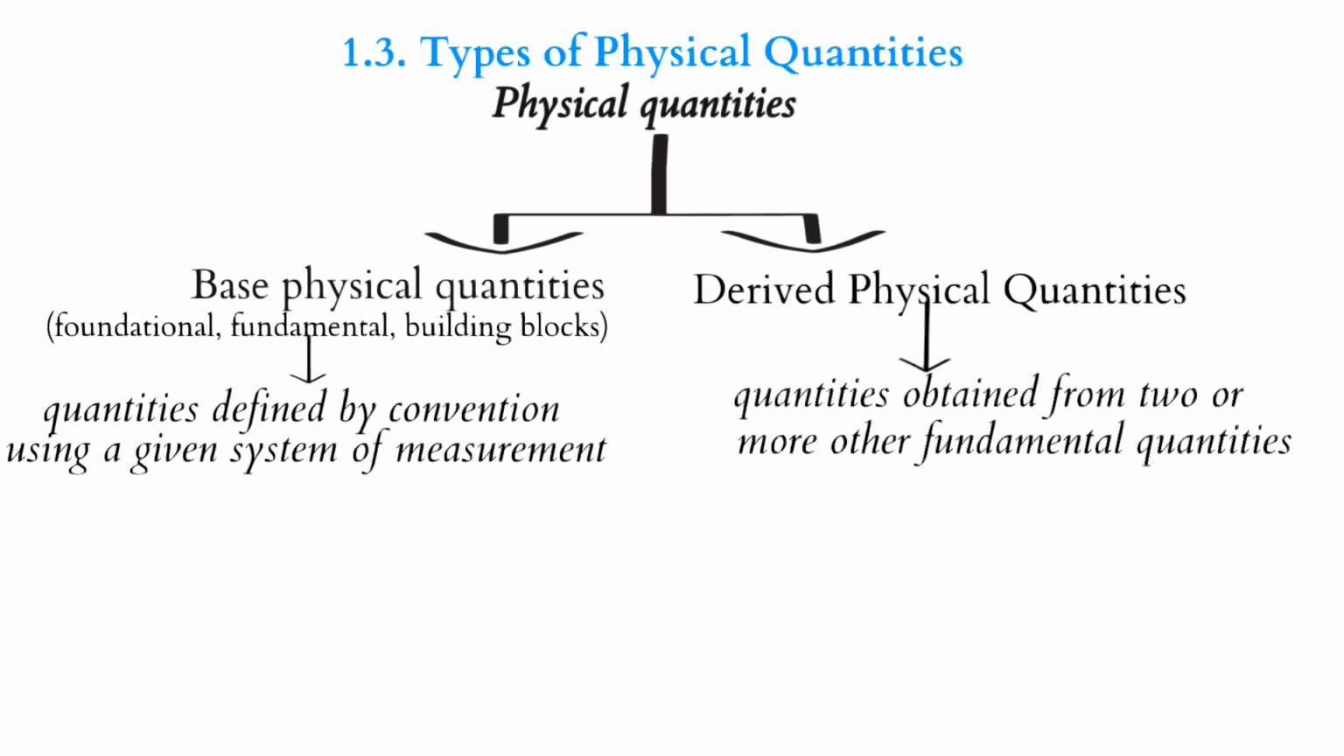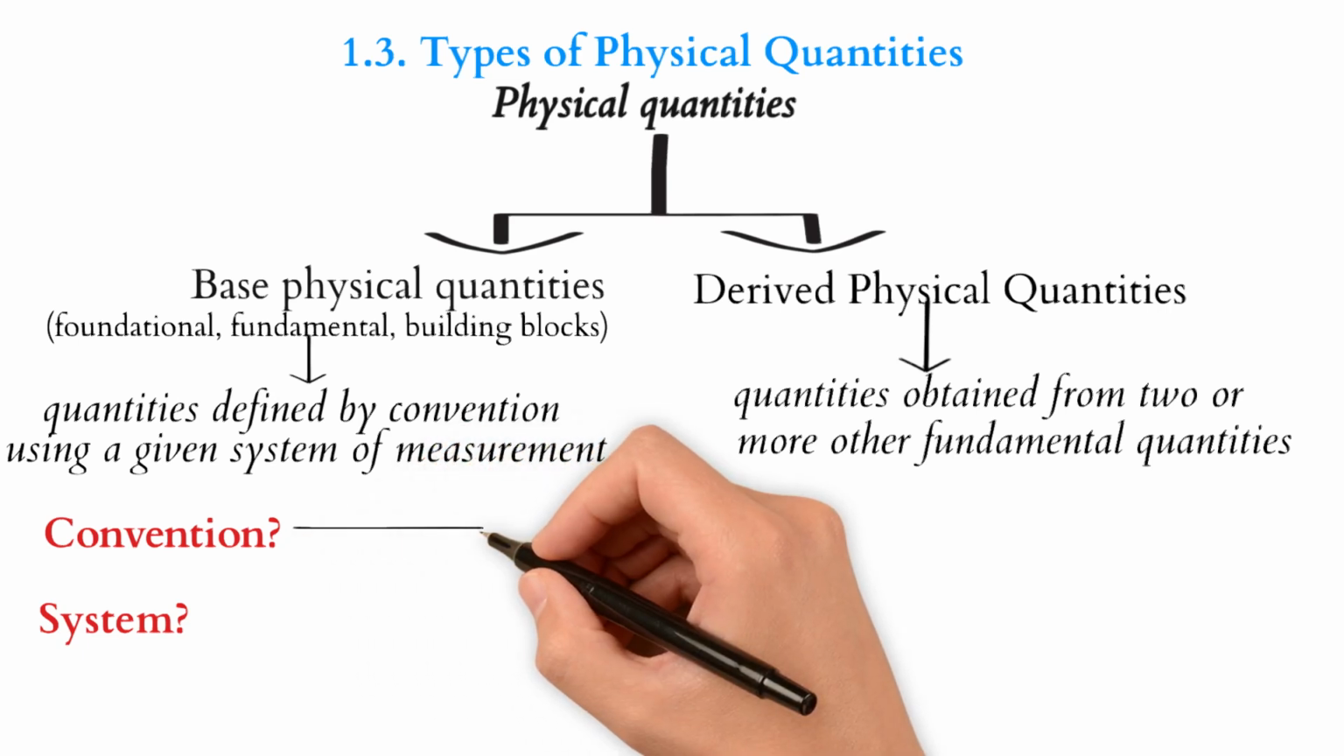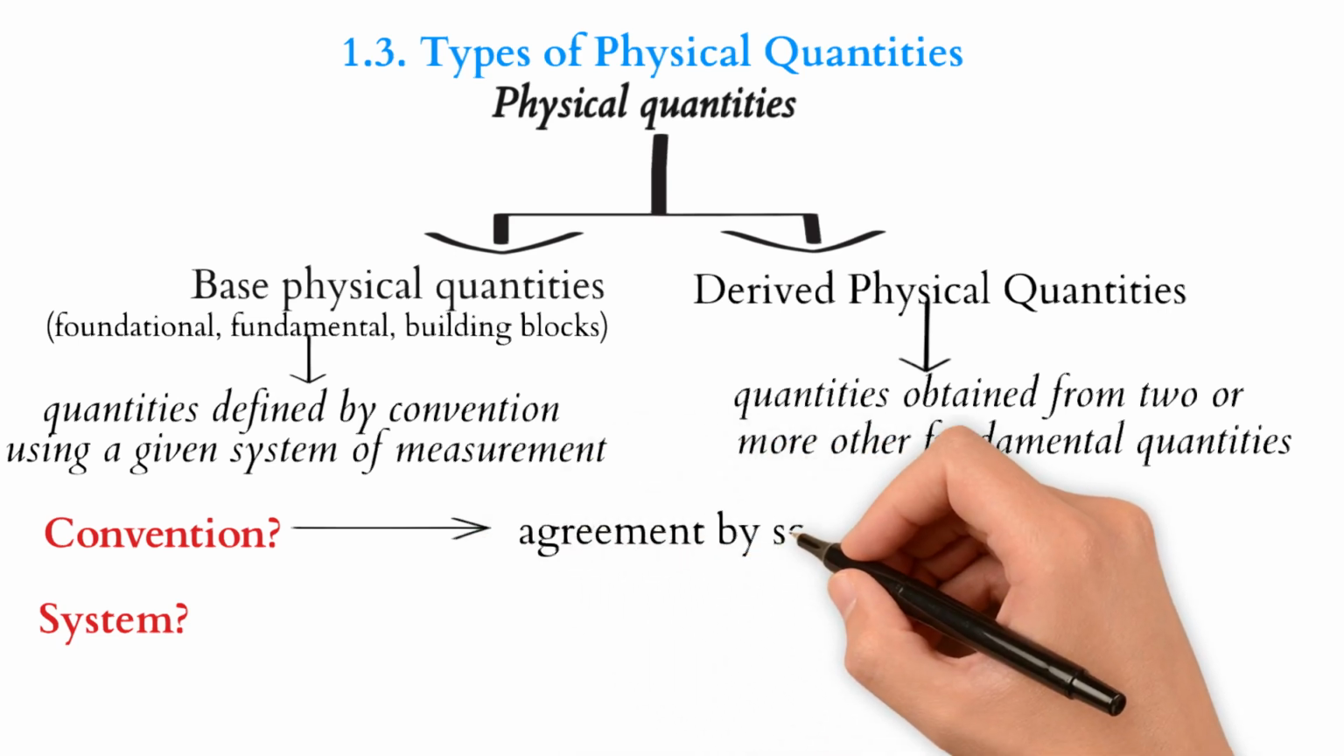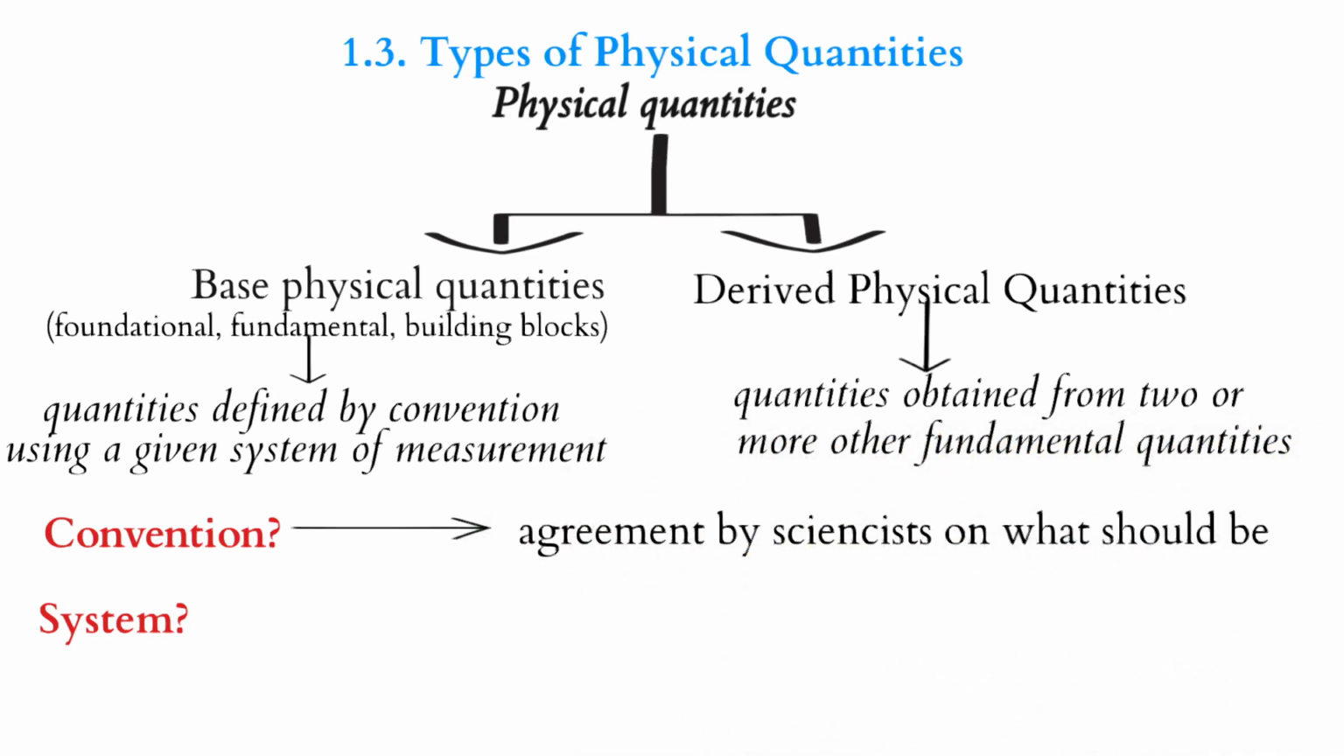If we examine the definition given to base quantities, two main terminologies stand out, and that's convention and system. What is the meaning of convention? When we talk about convention, we generally mean agreement between people on a particular matter. And in our context, the people here represent scientists. So a long time ago, groups of scientists came together and used certain standards from which all other measurements are obtained.